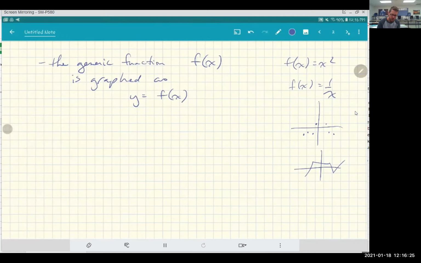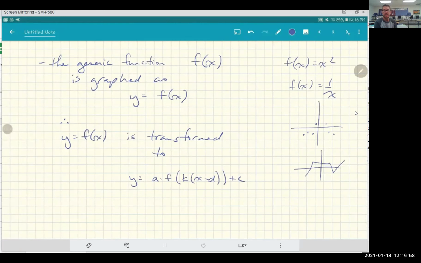And so therefore, the generic function y equals f at x will be transformed to y equals a times f at x with a, k, d, and c in it. So the whole function will get multiplied by a. There will be a k in with the d.